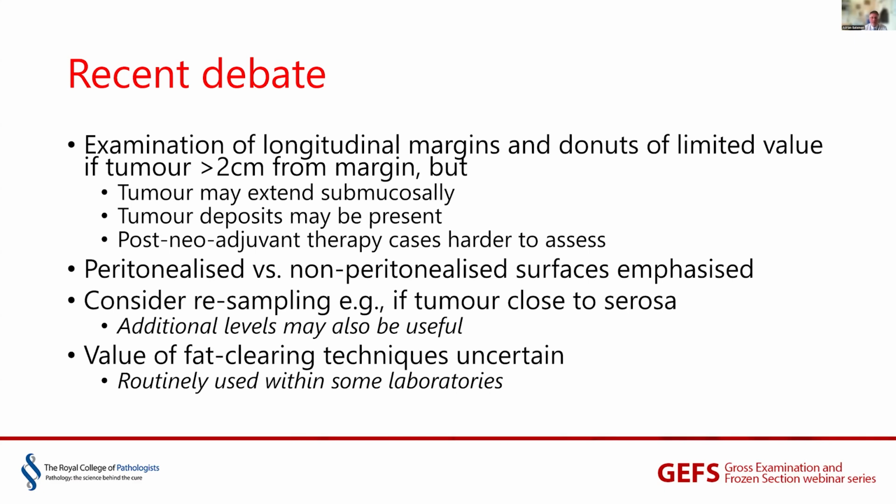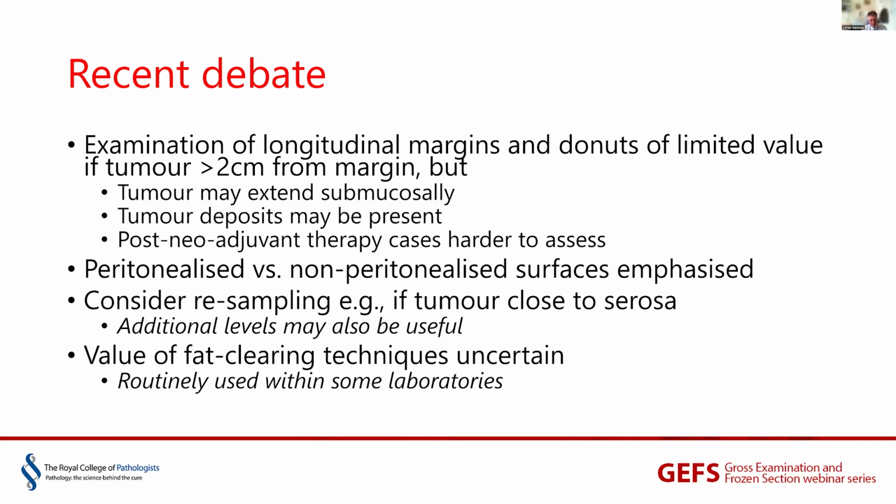Consider resampling. If you've got a case where tumour is close to a serosa or peritoneal surface, you may need to resample. I've added there also that additional levels may be helpful if you've got a tumour that's very close to a margin, because that might actually result in upstaging a tumour from a pT3 to a pT4a, and then that might trigger a discussion about the patient being considered for chemotherapy at the MDT meeting.